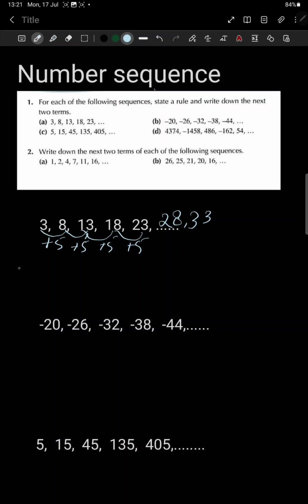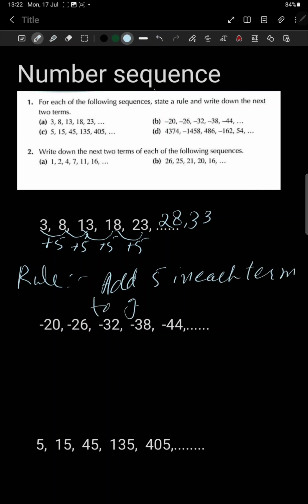Now state a rule. So what is the rule here? We will state the rule. Add 5 in each term to get the next term. So this is the rule in this.